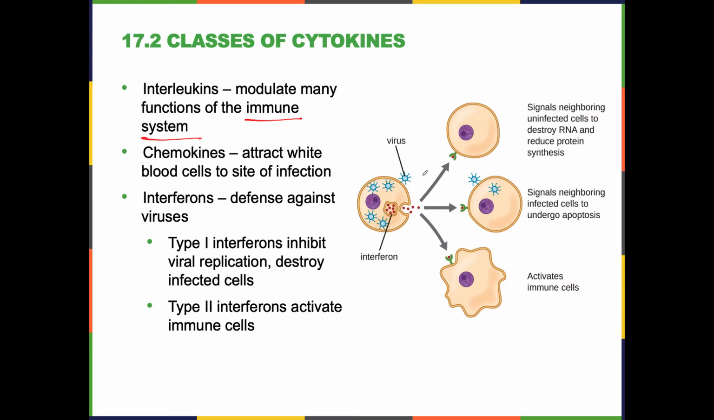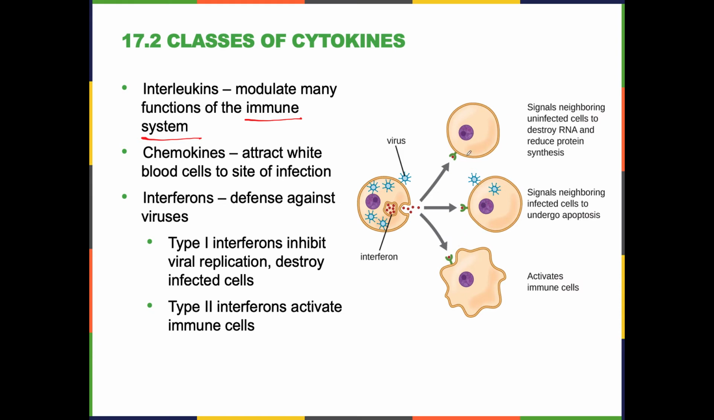So here, for example, we've got this virus. This cell is infected. Boom. It sends out a cytokine to its neighboring cells, right? What kind of cytokine would this be? Autocrine, paracrine, or endocrine? These would be paracrine, right? Because it's talking to its neighboring cells.